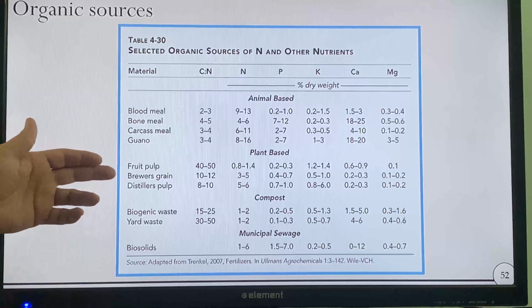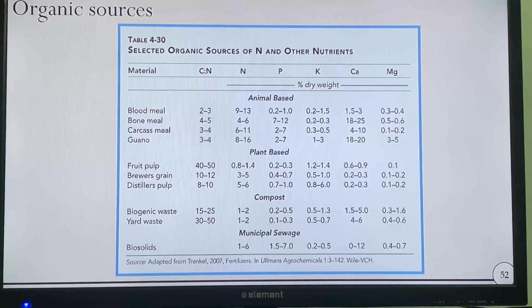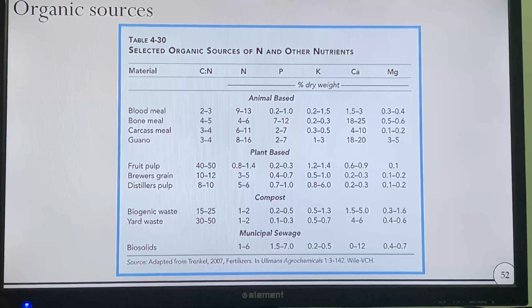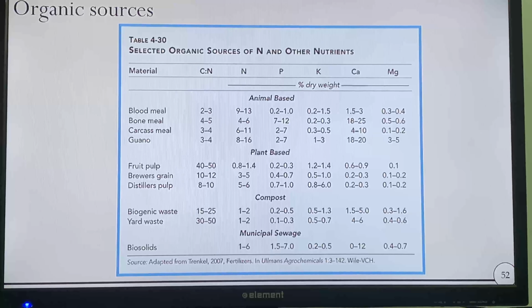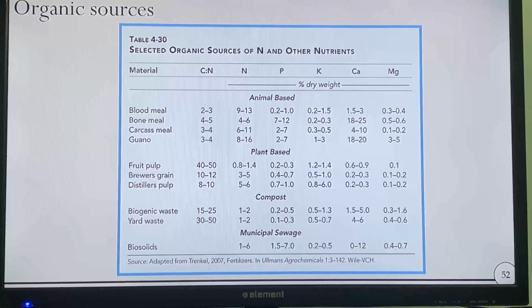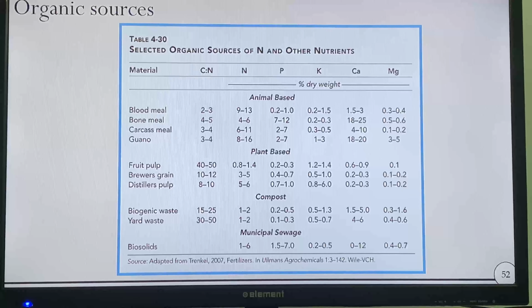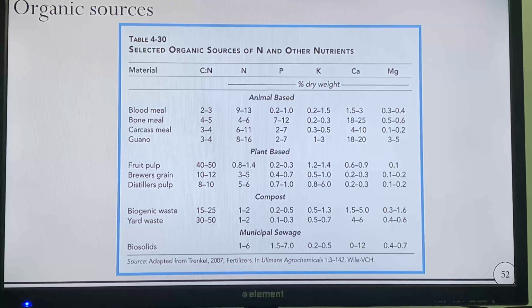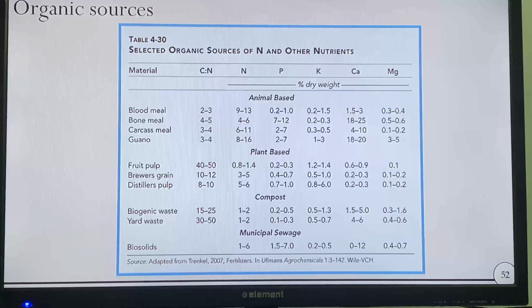We have plant-based, which is going to be like a brewer's grain or distiller's pulp. We'll have some yard waste, so our leaves and our compost, and then municipal sewage from our biosolids is about 1 to 6%. But we have to get rid of these somewhere. Like, we don't want to just throw them in a landfill or just kind of a big pile, because they will undergo some ammonia volatilization, and that volatilization back into the atmosphere is not good for our environment. So we're trying to maximize and utilize these alternative sources, just because we need to be more efficient with the materials that we're using.